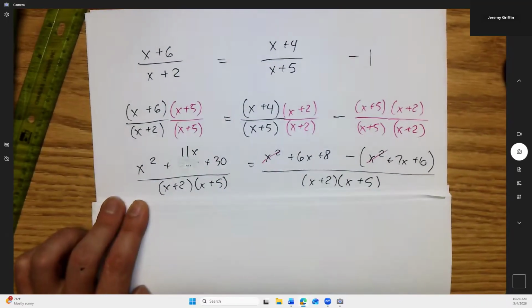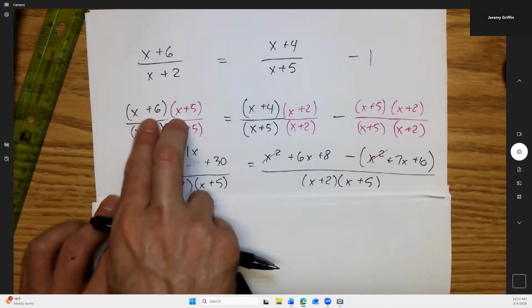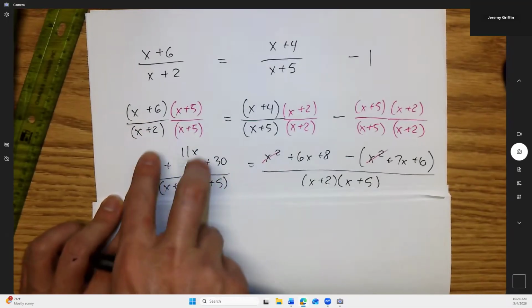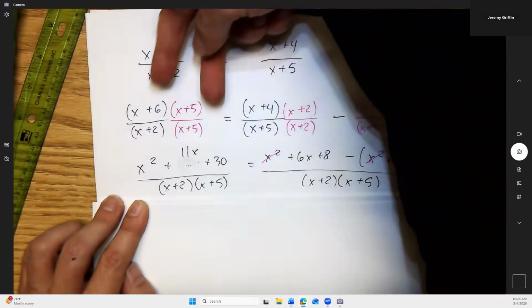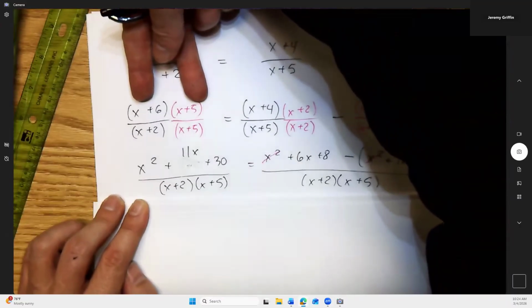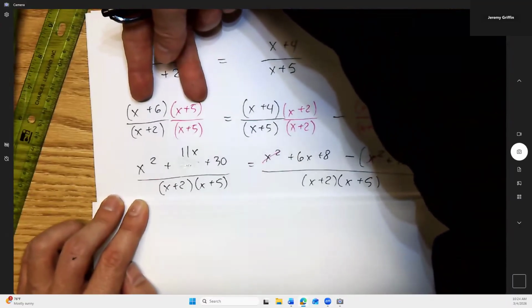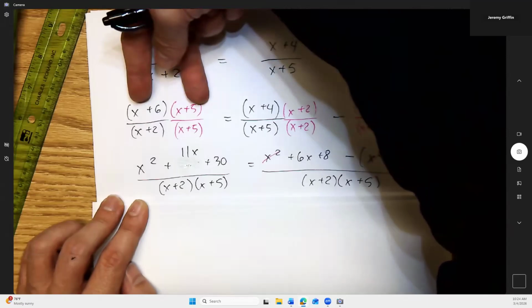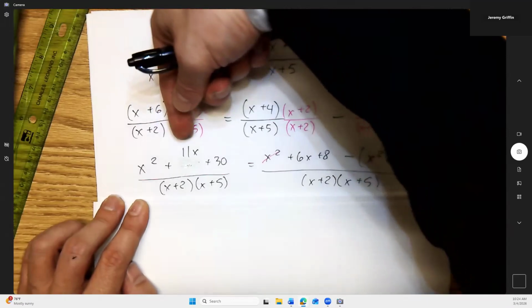I got 11. 11? Because 5x plus 6x is 11x. I did FOIL. I thought it was inside. Wouldn't that be 6x? Yeah, it is 6x. And there's also a 5x. And you add that together. FOIL: first, outside, inside, last. Yeah, so the 5x and 6x make 11x.